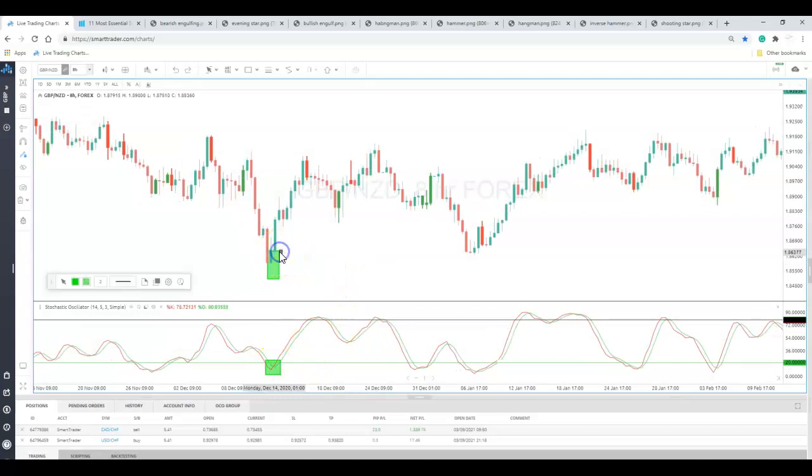And instead of a bullish engulfing candle, we have an inside bar. That is also a reversal candlestick pattern. So the body of the candle is completely inside the previous candle, and we would take the trade on the next candle. And there is the trade, up 433 pips.